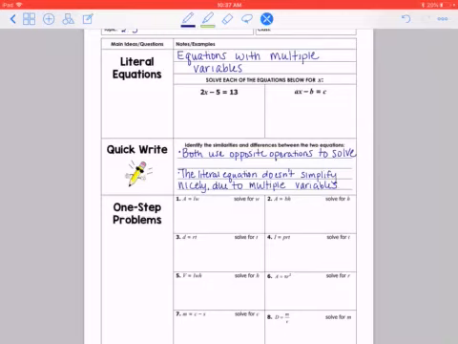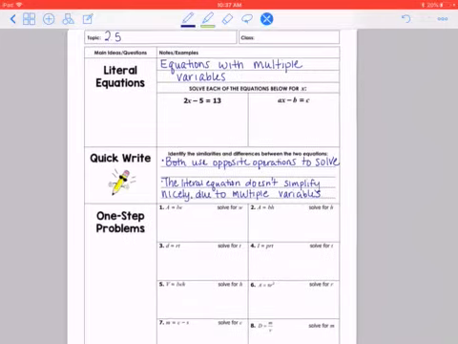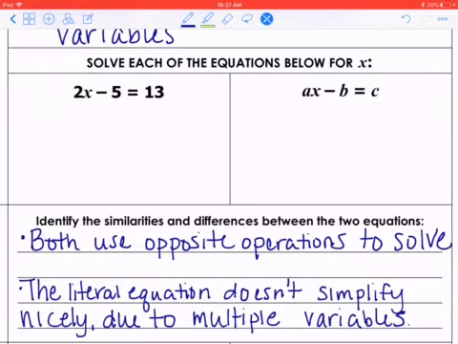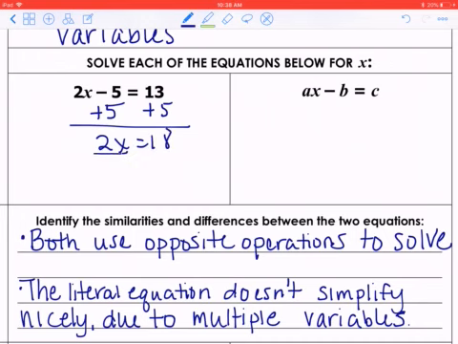All right, so literal equations, the definition is equations with multiple variables. I'm going to show an example on the left of a math problem that has numbers, and then the problem on the right has only variables. If we were solving the problem on the left, we would know to add 5 to each side. From there, we'd have 2x equals 18. We divide by 2, and x simplifies to something really nice and neat, a 9.